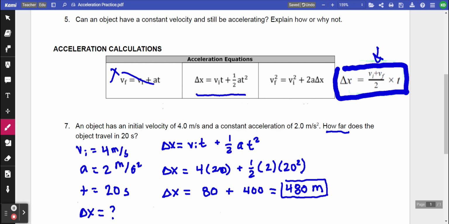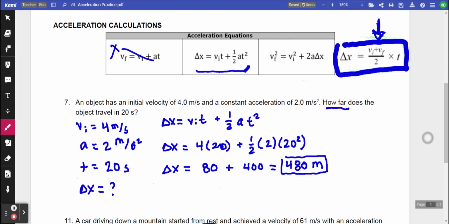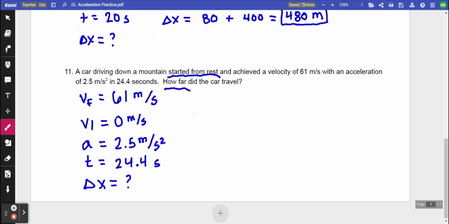The ones that are already set up to solve for delta x will be easier because we don't have to rearrange those. And this last one is probably the easiest whenever you're comparing the two because it doesn't have all the stuff that this one does over here. So let's go ahead and use that. Delta x equals VI plus VF divided by 2 times T.